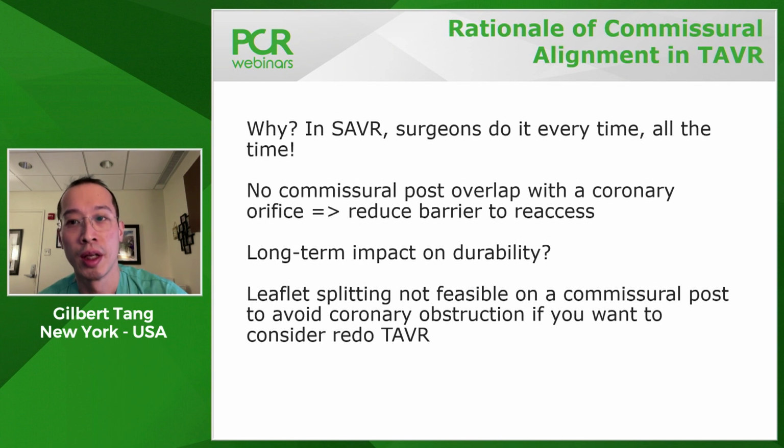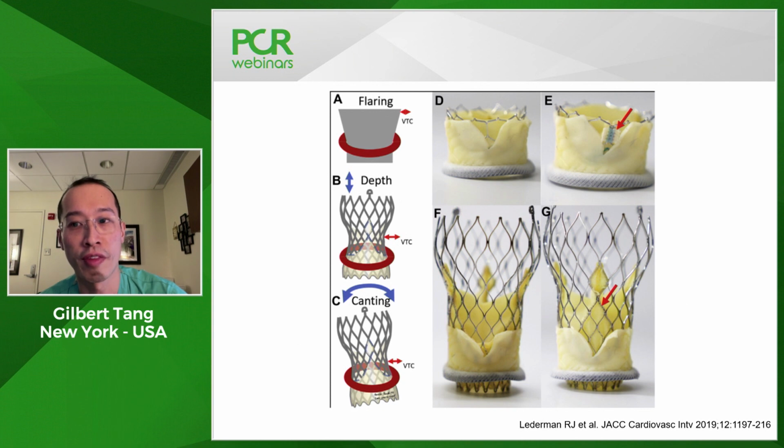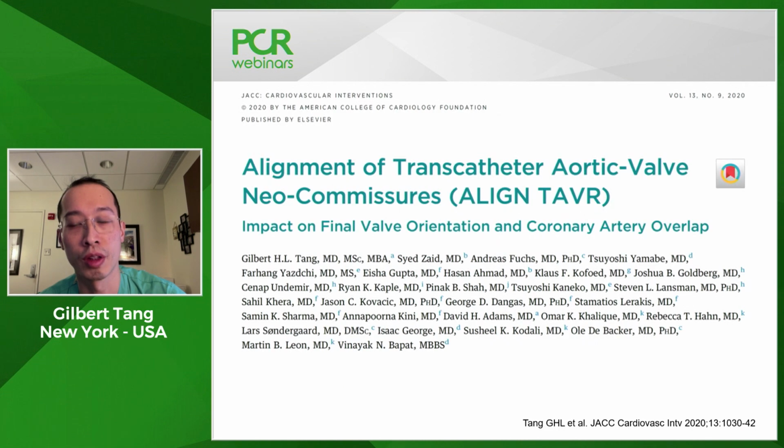There are some studies showing that there might be a higher likelihood of subclinical leaflet thrombosis if your commissures are not aligned properly. And of course, if you want to consider a BASILICA procedure or leaflet splitting, it's not really feasible if you have a commissure or post in the way facing the coronary. So here's an example of a figure of surgical valves that had a BASILICA procedure done on the bench. You can see that if you have a commissure or post facing that split portion of the leaflet, you may still obstruct the coronary even though you do a BASILICA procedure. So commissure alignment is important even in potential valve-in-valve TAVR.